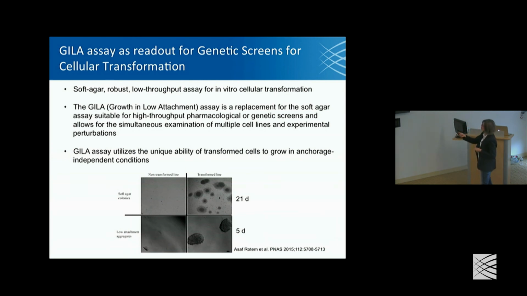The GILA assay utilizes the unique ability of transformed cells to grow in anchorage-independent conditions. So for example, when you do soft agar, the colonies that you see in a transformed line look like this. When you do GILA in low attachment, the cells grow in aggregates like this, but the phenotype is pretty similar.